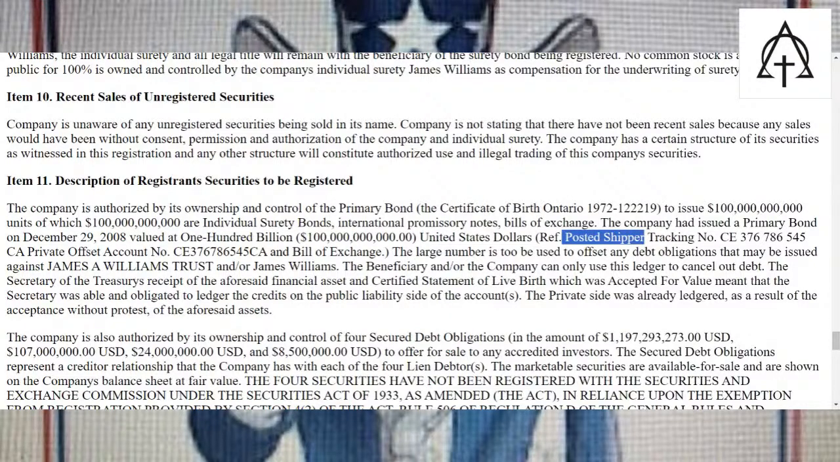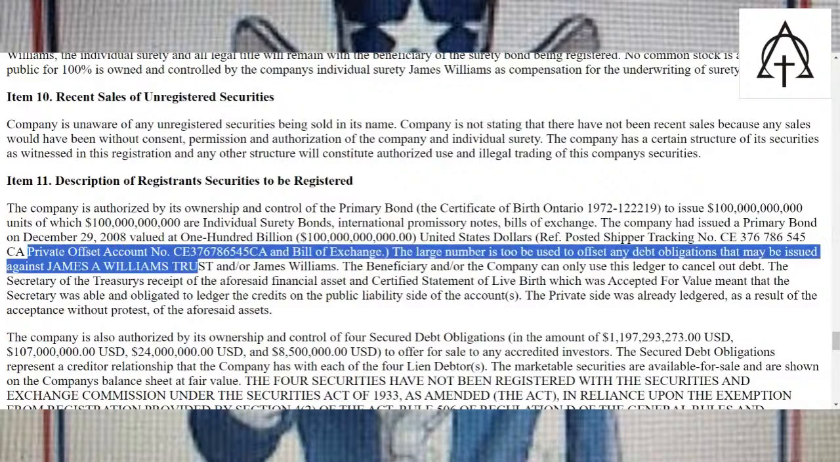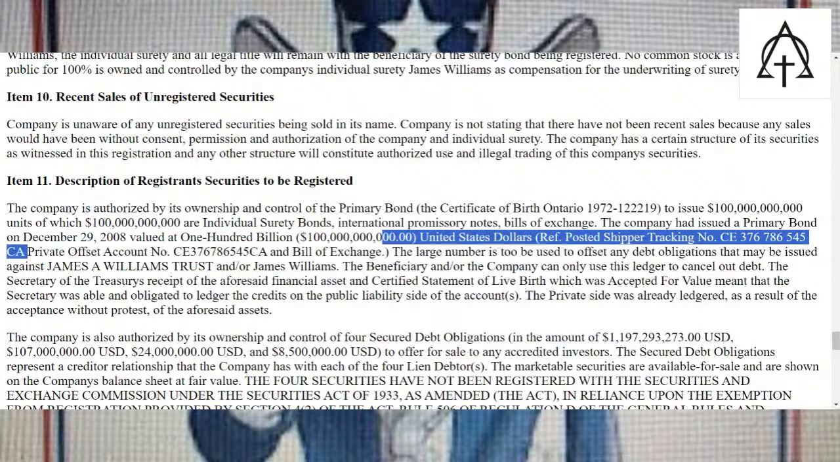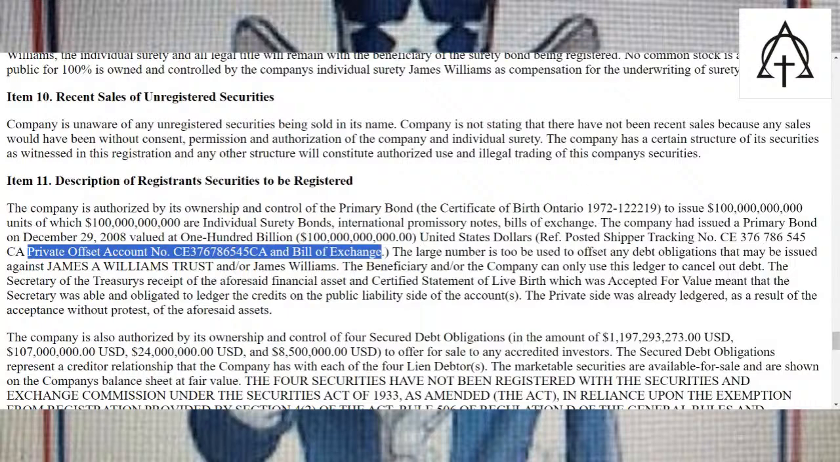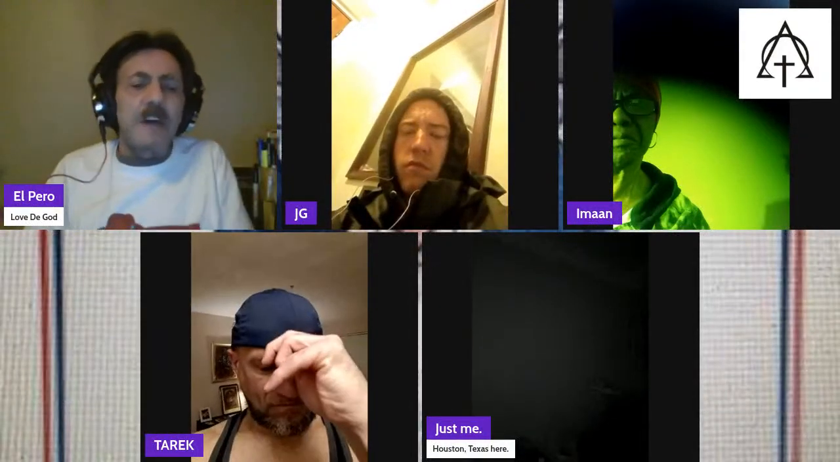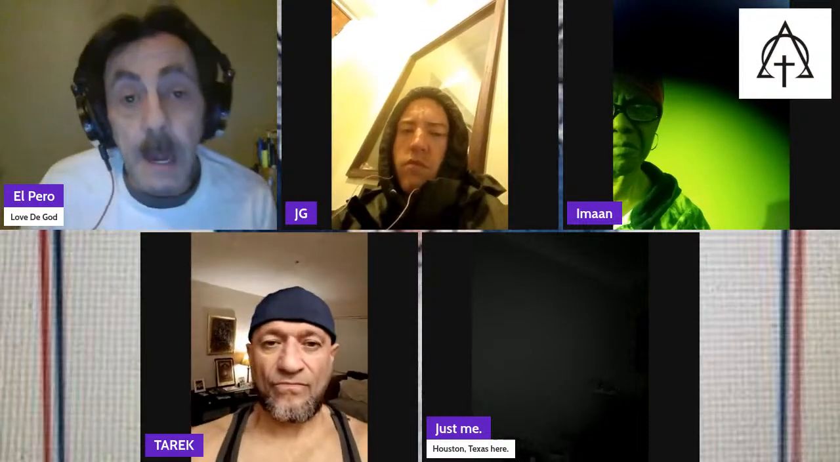Postage shipping tracking number. This is one of them tracking numbers, right? See, that's why they're important. You track the documentation as it gets transferred through the system. Private offset account and bill of exchange. So literally what you're doing is you're setting up your own private offset account. Now tell me anything different.